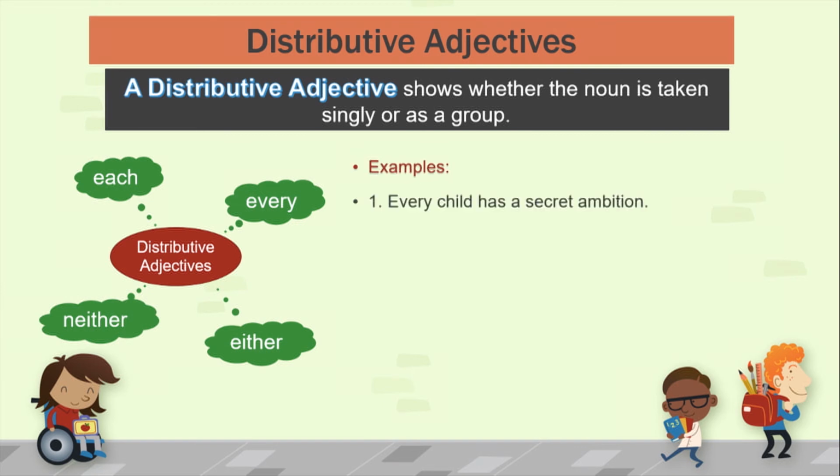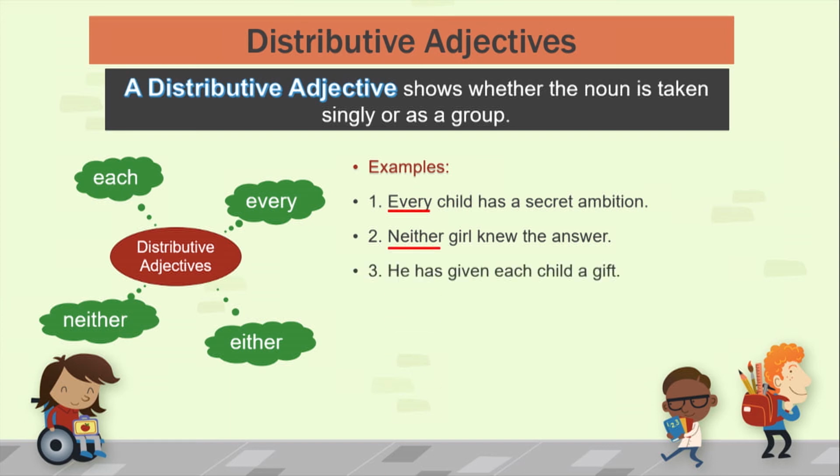So examples, every child has a secret ambition. Because that distributive adjective every is there, we know they're not just talking about one or two children, but they are talking about every child. That's the description there, every. Neither girl knew the answer. What's being described there in terms of distribution? The word neither, very good.